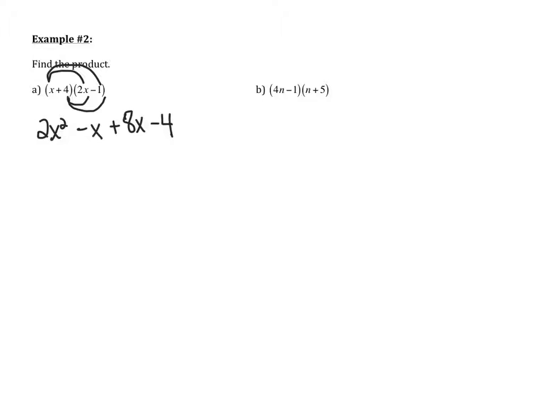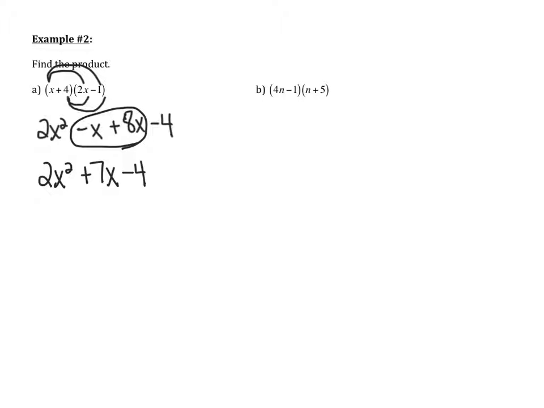And then in the end, what we need to do is combine like terms. So we have 2x squared. There's nothing alike with the 2x squared, so it just stays as it is. But then we have negative x plus 8x. So together, that would be positive 7x. But remember, when you're combining like terms, you do not add the exponents. The only time I add the exponents is if I'm multiplying. I'm just combining here, so do not add the exponents. And then I would just have minus 4. So the product of x plus 4 times 2x minus 1 is 2x squared plus 7x minus 4. And now let's look at part B.